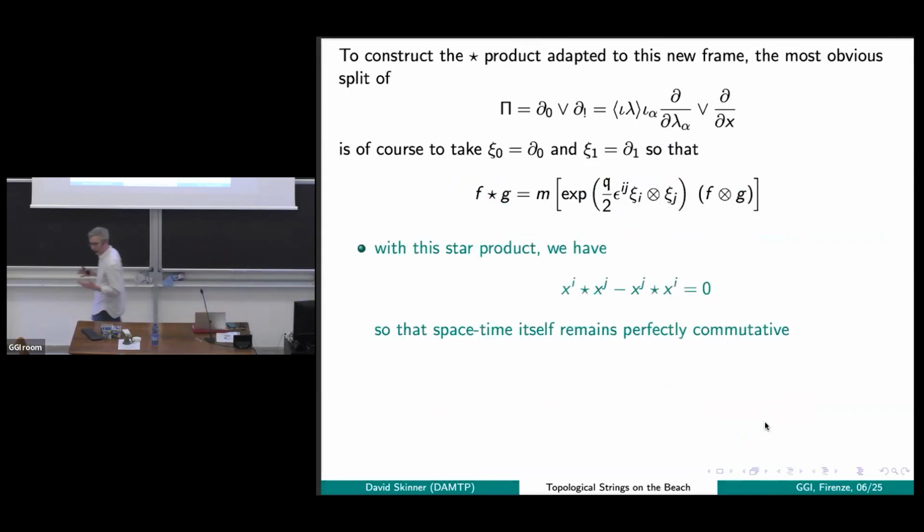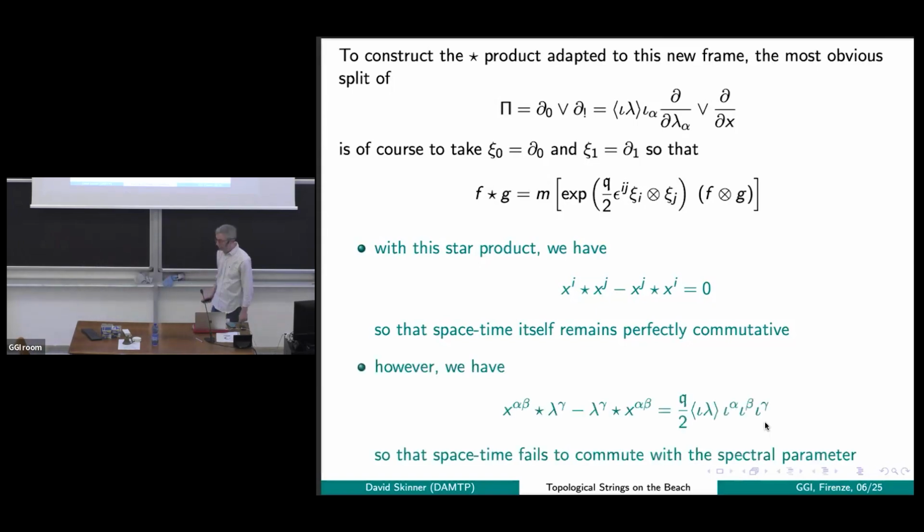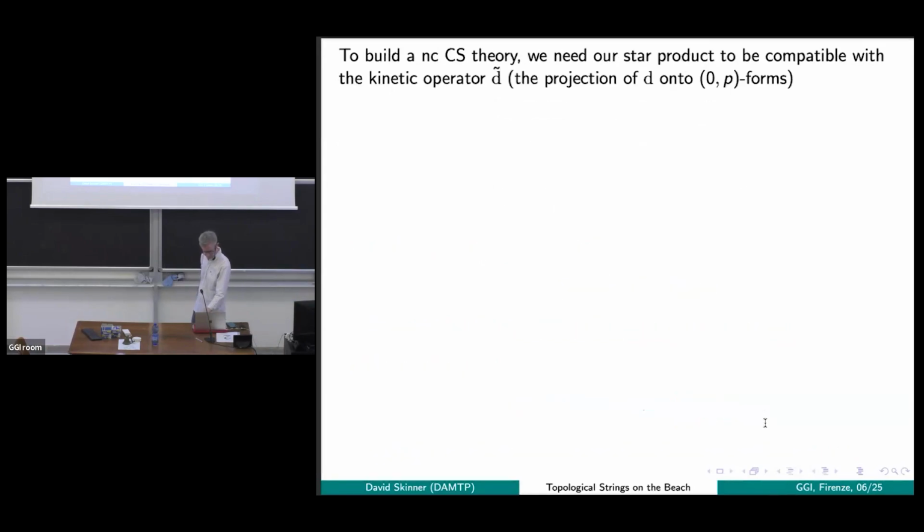And now, what does this mean on the spin bundle? Because these vector fields, although one of them differentiates in a space-time way, the other one differentiates in the spectral parameter direction. And so space-time itself, the place where the waves live, is perfectly commutative. I'm not making space-time non-commutative. But what this star product does is it means there's some non-commutativity between space-time and the spectral parameter. Because one of these differentiates in the spectral parameter direction and the other differentiates in the space-time direction, you get non-commutativity of this sort.